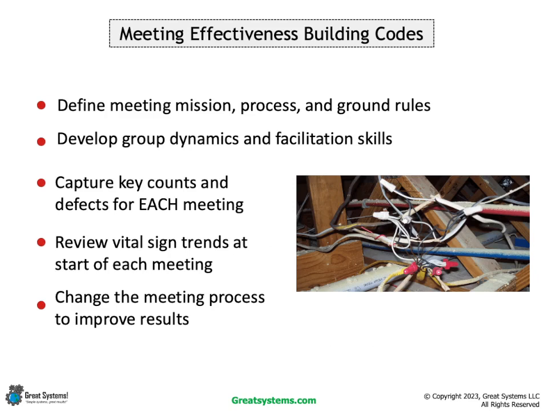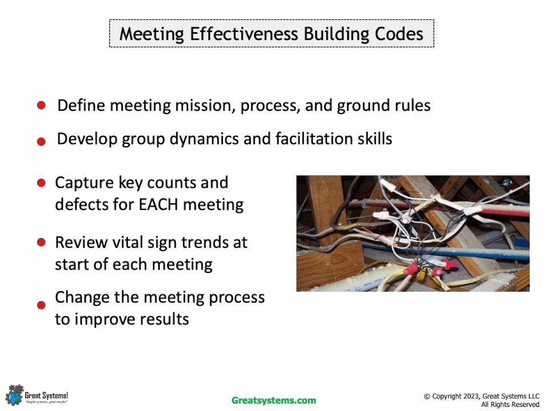Meeting effectiveness building codes. To wrap things up, here are 5 key building codes for effective meetings. First of all, define meeting mission, the process for executing our meetings, and our ground rules. What's our compelling why for meeting? Why do we have to meet face-to-face? When can we meet virtually? When can we meet in between the meeting and just post the information for individual review and comment?